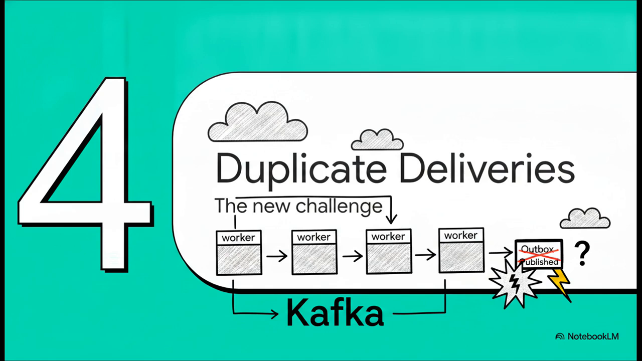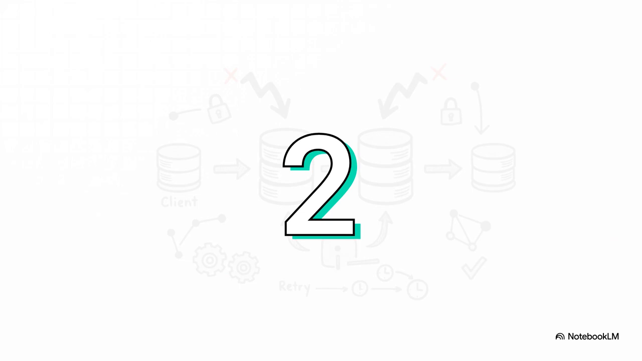Moving on to Section 4, handling duplicate deliveries. Because yeah, we have a new challenge. So we fixed the dual write issue, right? But what happens if our background worker successfully publishes the event to Kafka, Kafka acknowledges it, but our application crashes a microsecond before it can actually update the Outbox row from pending to published?